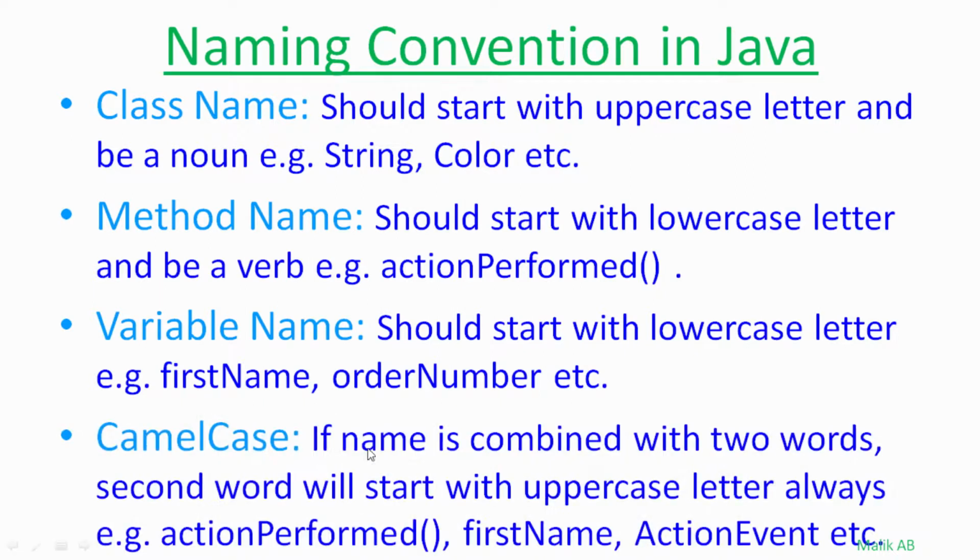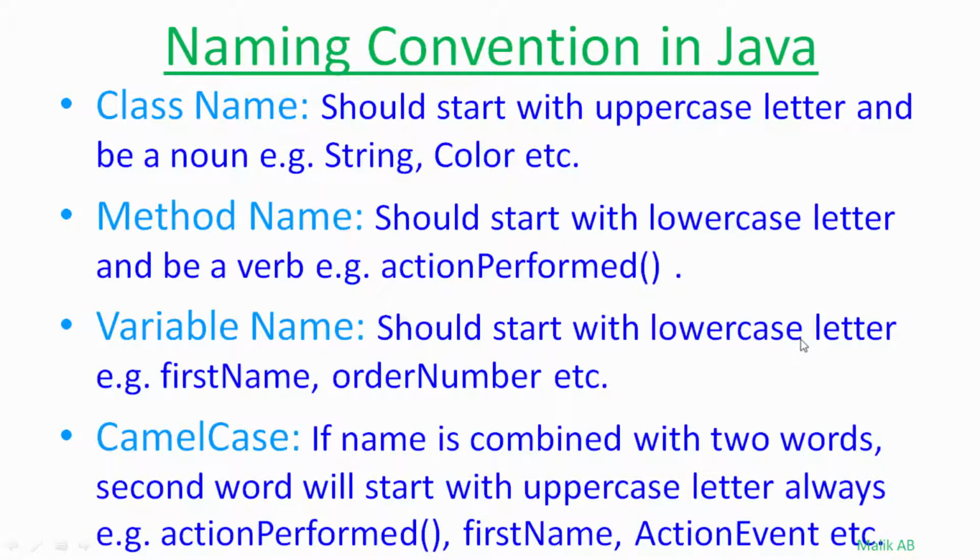In Java, we use camel case notation, and camel case notation is, if we have to combine two words, then the second word should always start with an uppercase letter. As you can see, actionPerformed, P is a capital letter. Other things we can learn: action is a verb, so it is a method. firstName is a variable. ActionEvent, as A is capital, is the name of a class.